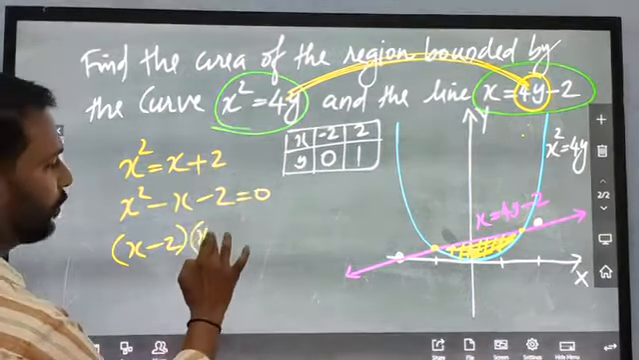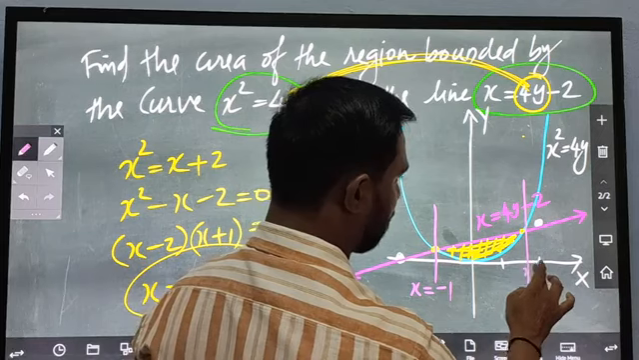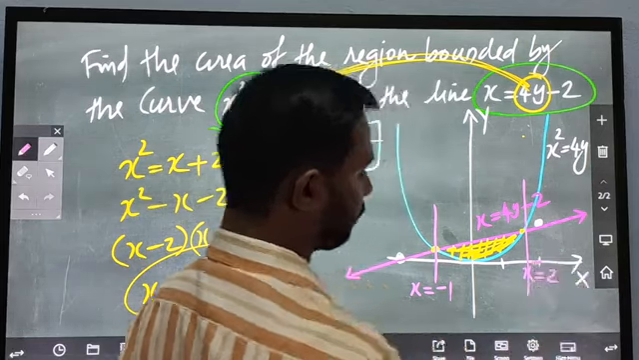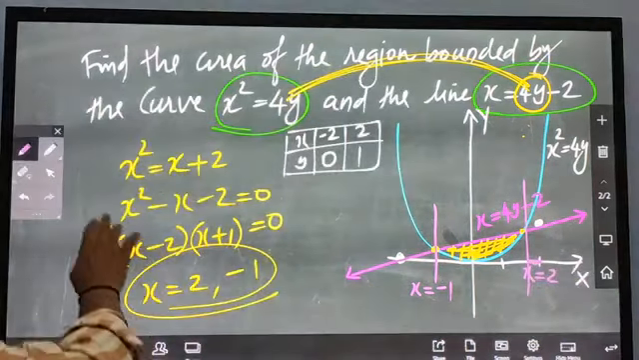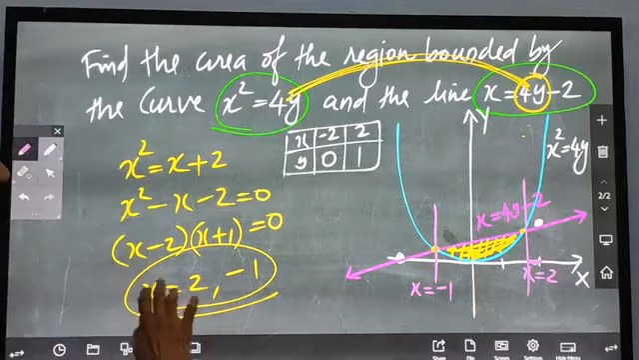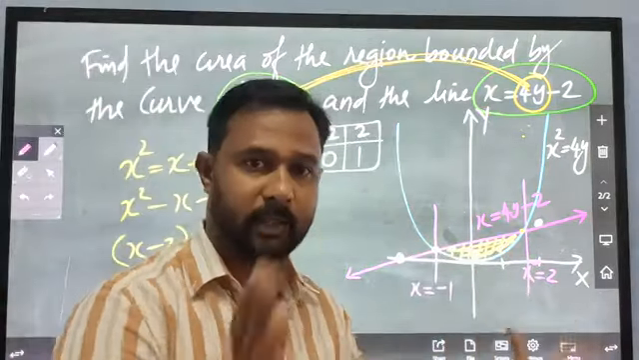One of the boundaries is x is equal to minus 1. Here is the boundary for us, x is equal to minus 1. Next boundary, x is equal to 2. Here, x is equal to 2 for us. Now everything is set up.